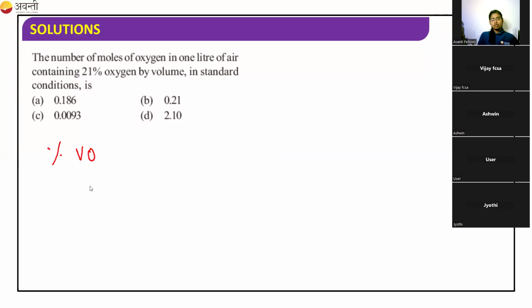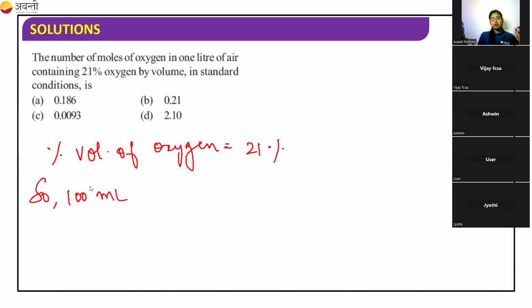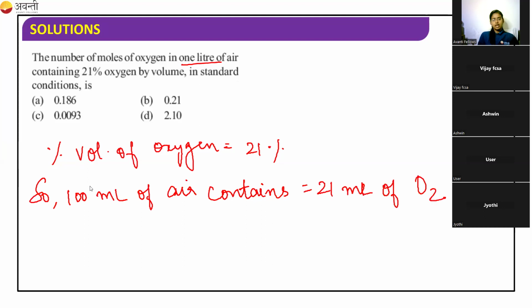The percentage volume of oxygen is given as 21%. So what is the meaning of this? For 21% oxygen by volume, it is a mass by volume percentage concentration term, right? So it means 100 ml of the air contains 21 milliliter of oxygen. 1 liter of air is given.